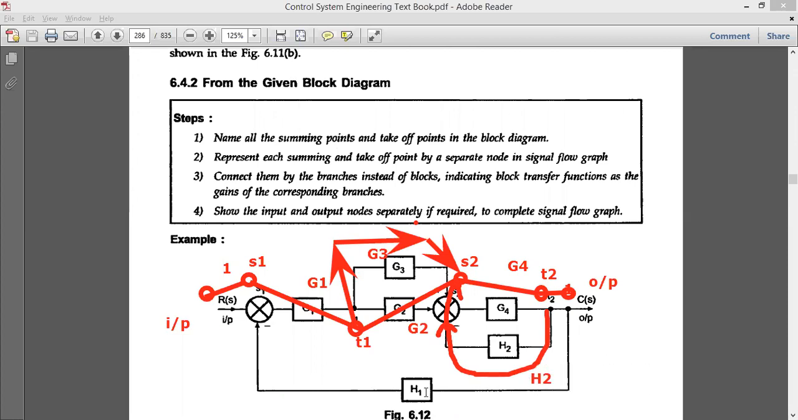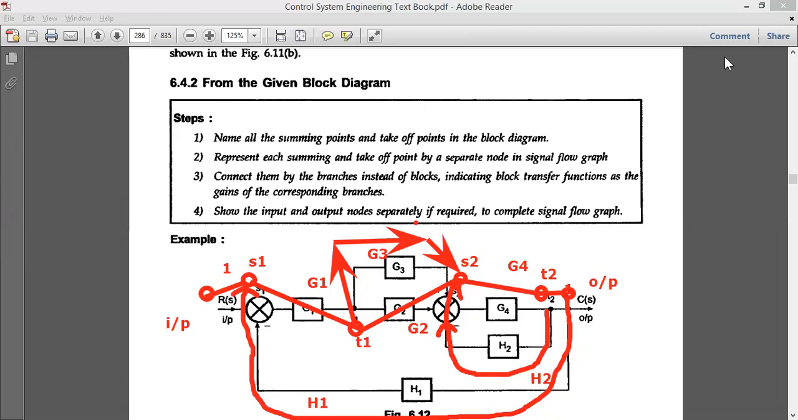Similarly I have H1. So from this last node, the output node, draw a line like this, and it is connected to S1, so simply connect it to S1 and show the arrow mark. Arrow marks play a very important role because those arrow marks show me the flow of signal, and here you write it as H1. So this is how we go about drawing the signal flow graph.